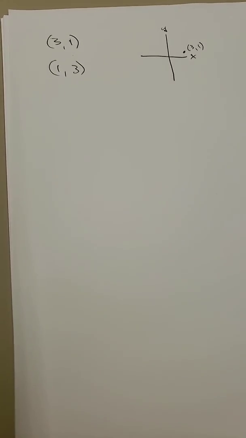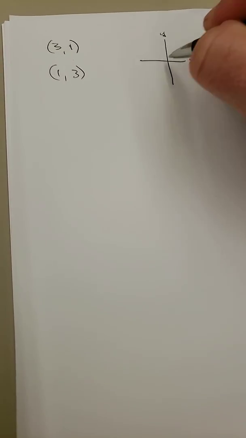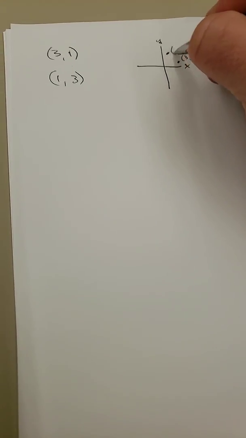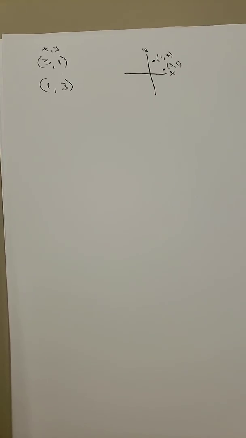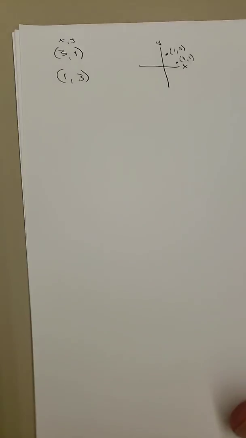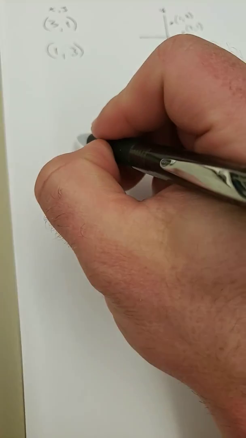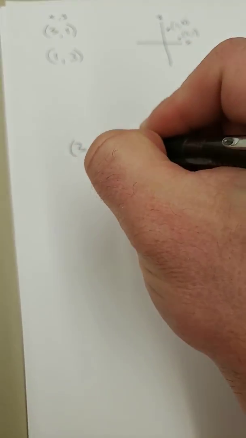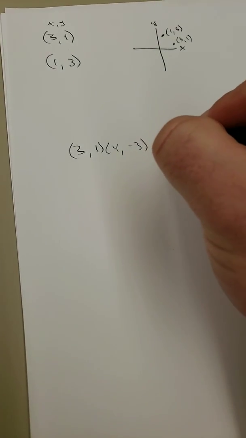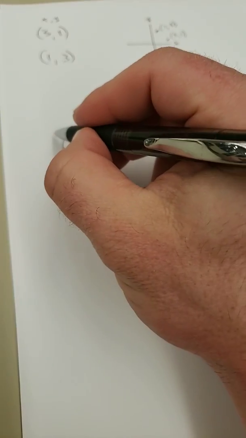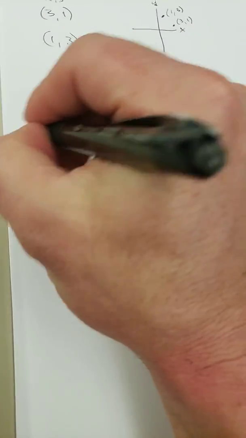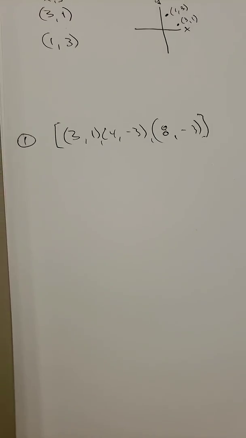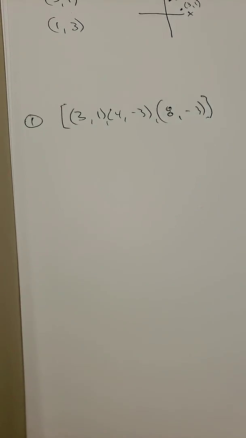They're in my car. So it'd be (1, 3). The inverse of (3, 1) is (1, 3). All we did was switch the x and the y. So for the inverse, all we're doing is switching the x and the y. Let's go through a couple of questions here. Let's take (3, 1), (4, -3), (8, -3). The question is going to ask, what is the inverse of this? All we do is switch the x and the y on all of them.